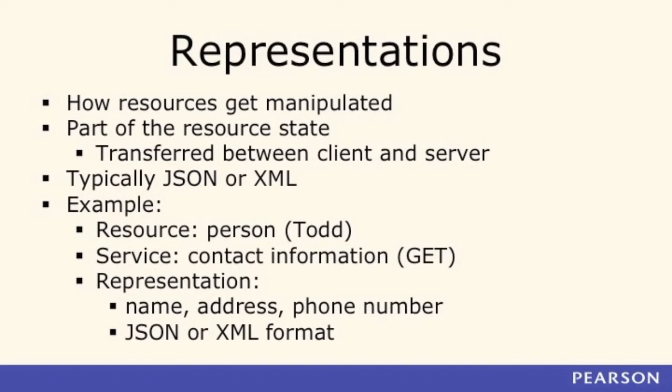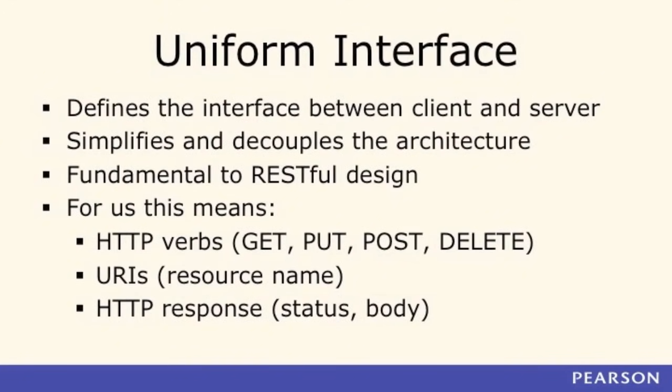Well, tiny might not be the operative word there, but it's a representation of a resource's state that is transferred between client and server. And in general, they are in JSON or XML format, most commonly JSON format. The REST architectural style describes 6 constraints that are applied to that architecture.